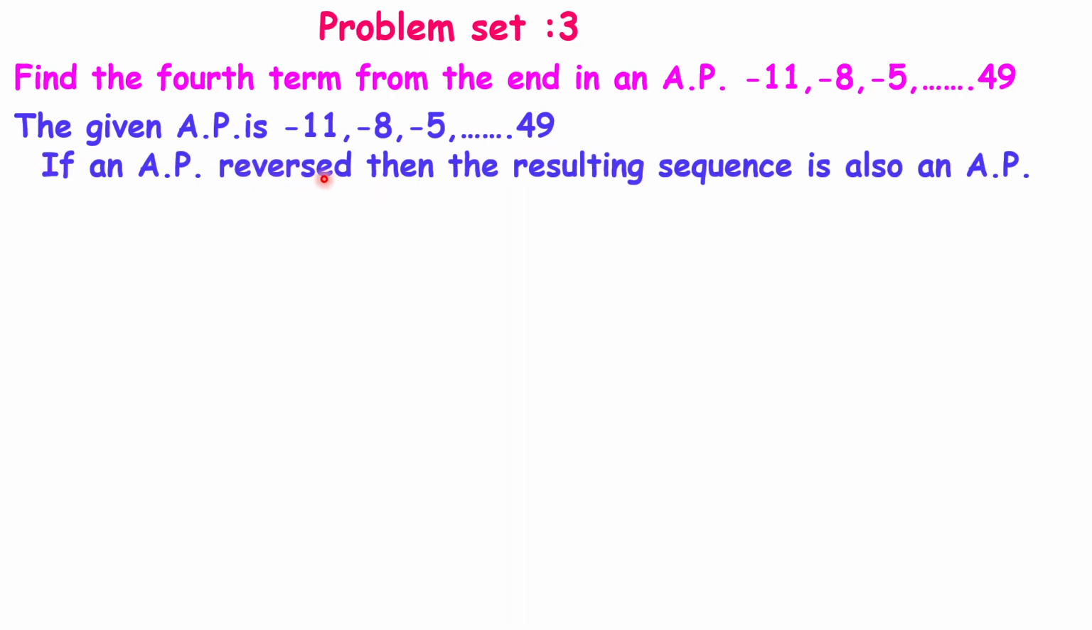If an AP is reversed then the resulting sequence is an AP. दिलेली AP जर आपण उलट्या क्रमाने लिहिली तरी ती जी मिळणारी सिक्वेन्स आहे ती सुद्धा अरिथमेटिक प्रोग्रेशनच असते. कारण फक्त आपण क्रम उलटा केलेला आहे म्हणजेच डिफरन्स बिटवीन कॉन्जिक्युटिव्ह टर्म ऑलवेज कॉन्स्टंट. Therefore, if we reverse the given arithmetic progression, then the resulting sequence is also an AP. Therefore, we reverse the given arithmetic progression, we will get 49, so on up to negative 5, negative 8, negative 11, which is also an AP.